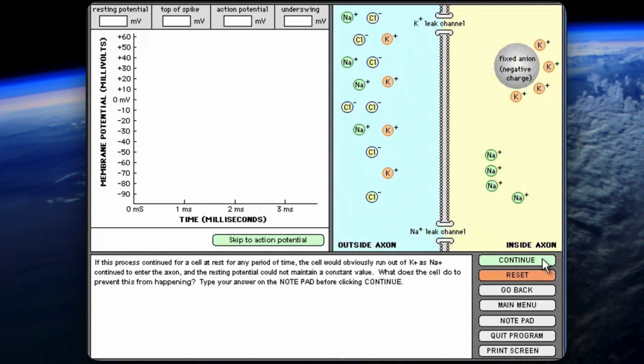If this process continued for a cell at rest, the cell would obviously run out of potassium as sodium continued to enter the axon, and the resting potential could not maintain a constant value. What does the cell do to prevent this from happening? Record your answer before continuing.